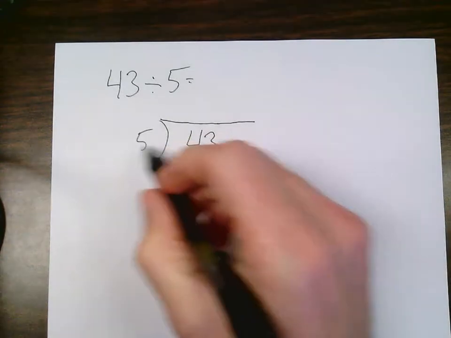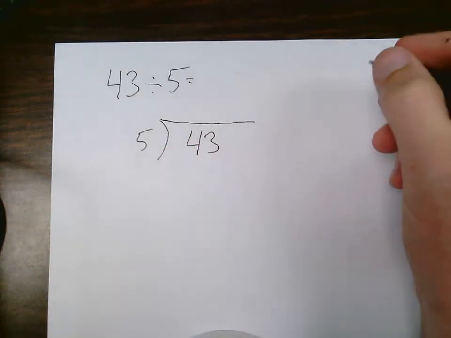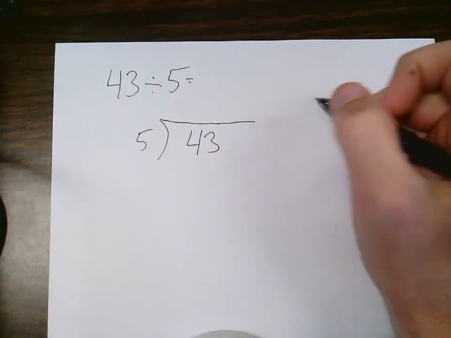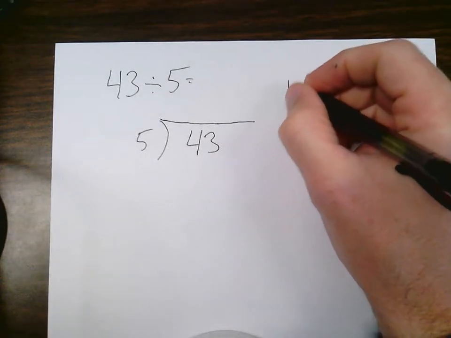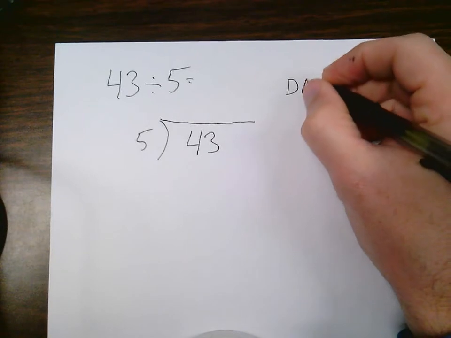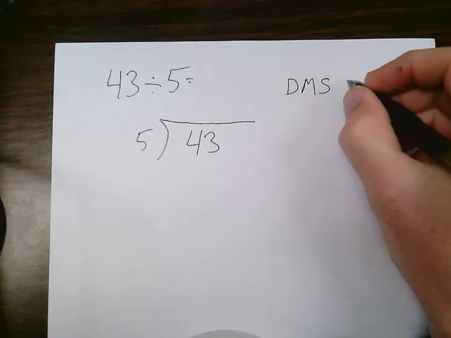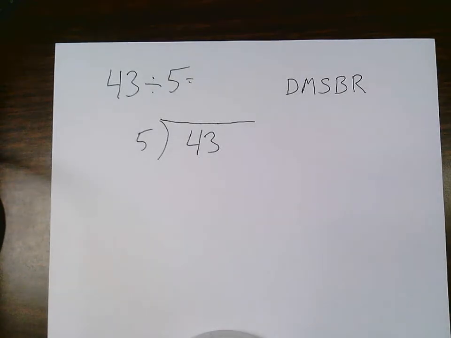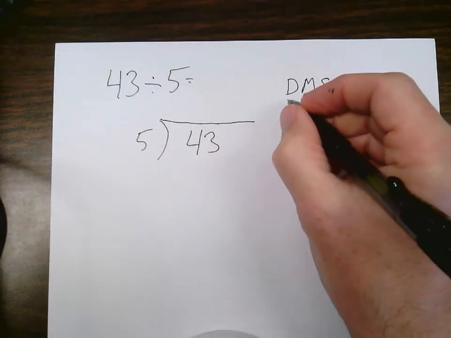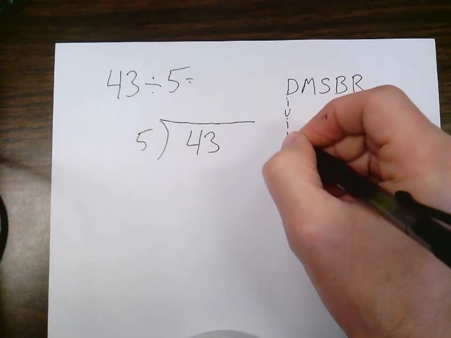Now to do problems that look like this, I'm going to utilize the division family, because the division family lives in the house of division. So Dad, Mom, Sister, Brother, and Rover live in the house of division, and they will help us do this division problem. The first person to work is Dad. His job is to divide.